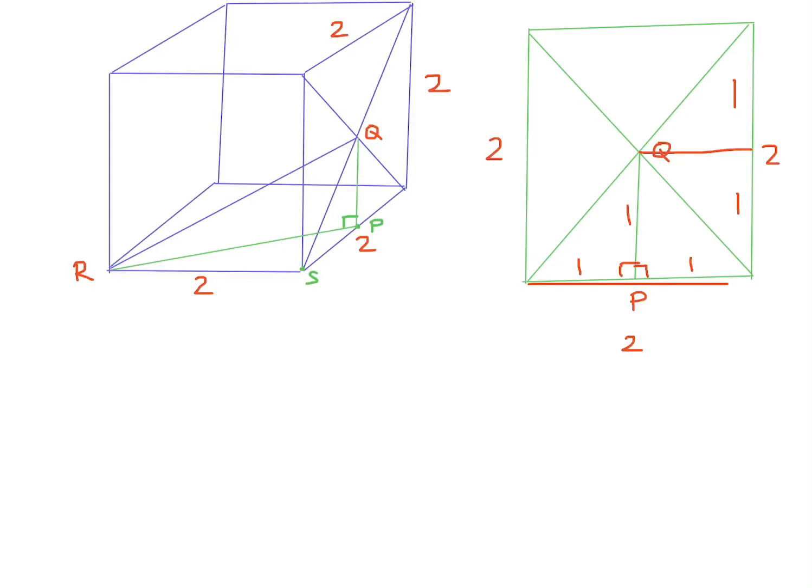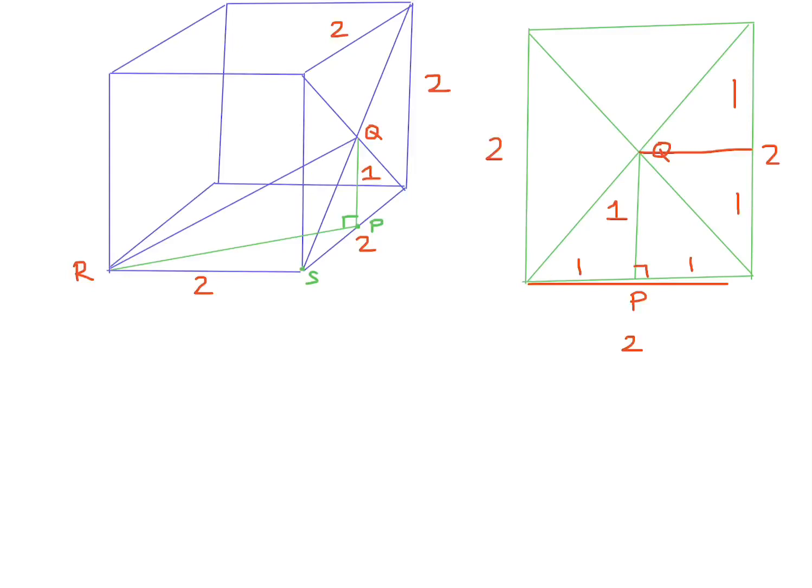So we can use Pythagoras to figure out QP. But so the good news is we don't even need the Pythagorean theorem. QP is just 1. So that's good. So we can label that in there as 1.